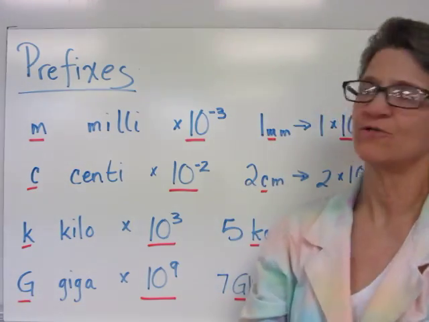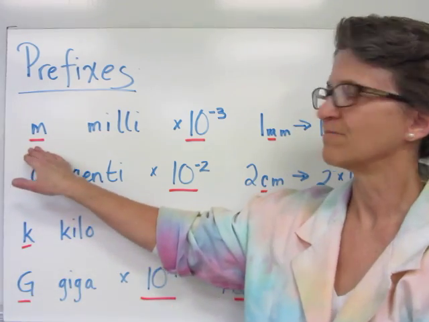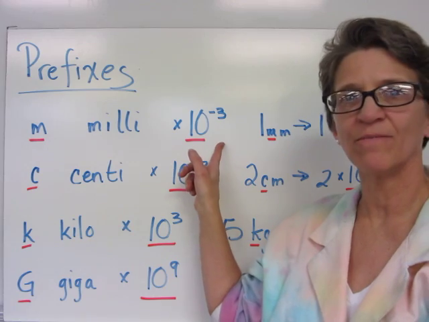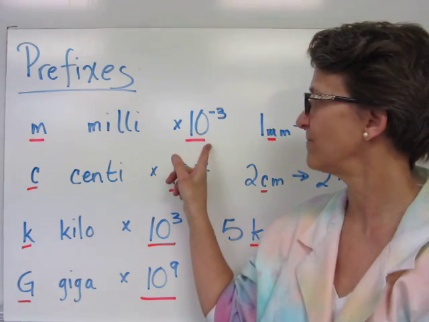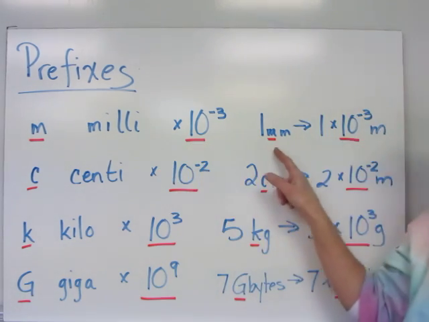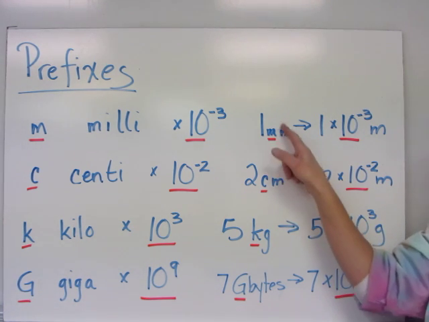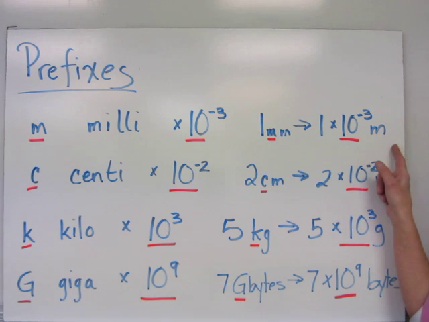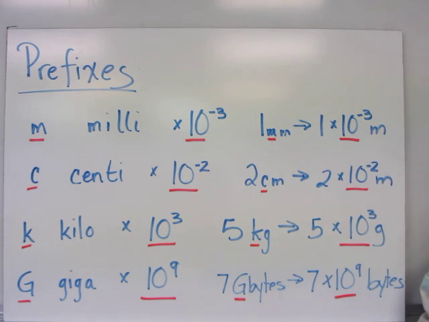So some common metric prefixes. A small letter m represents milli, which represents 10 to the minus third or 1,000th. So we could have 1 millimeter is the same if I substitute in the small m for times 10 to the minus third, we'd have 1 times 10 to the minus third meters.